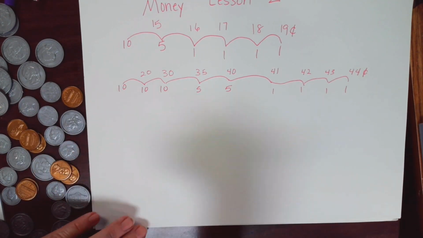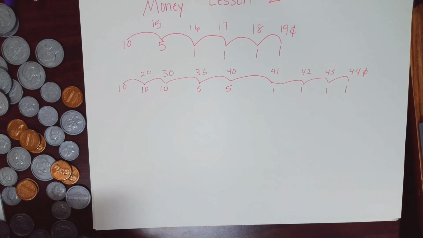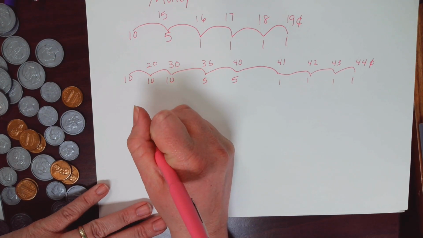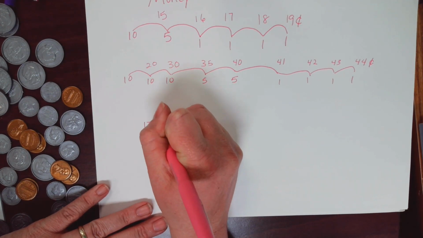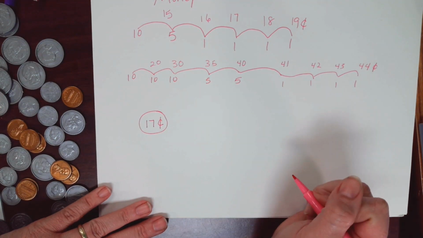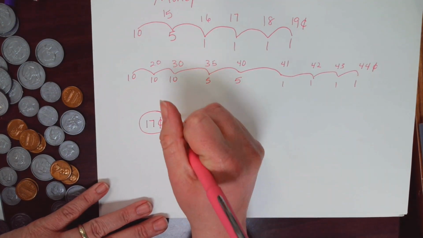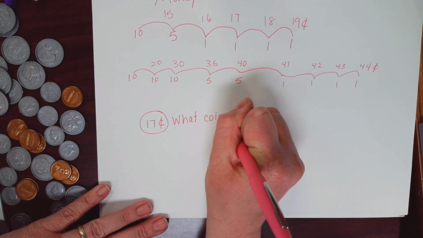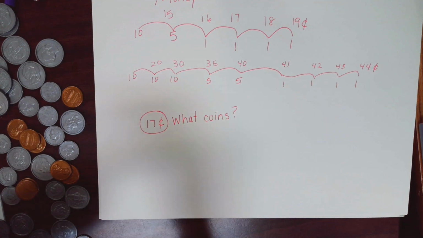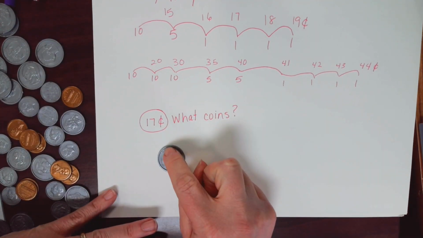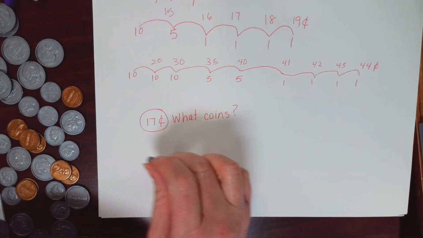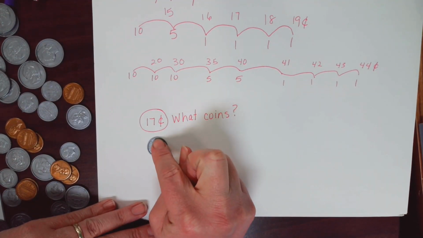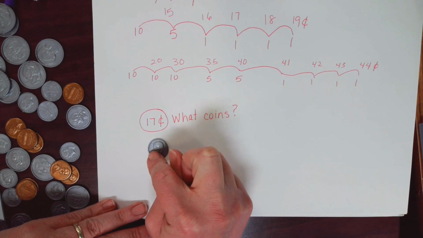Alright, so for example, we're getting ready to talk about what coins it could be. So say that I had 17 cents. Say I had 17 cents, okay? What coins would I need? Well, could I use a quarter? That's 25. That's too much. Can't do it. Well, so I can have a 10. Now I've got 10, but I need 17. So right now I've just got 10.